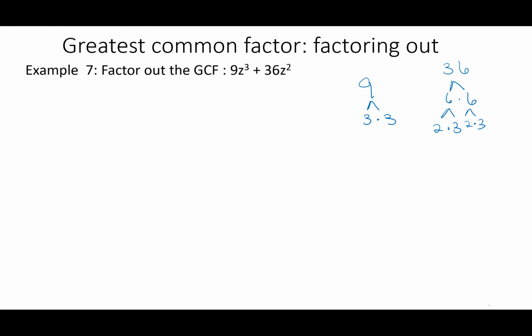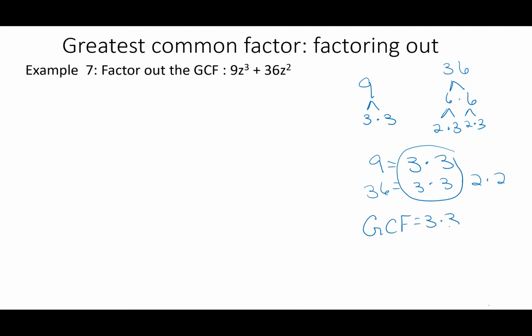So, writing them out. Okay, and 36 is 3 and 3 and 2 and 2. So I can see this is in common. So my GCF is 3 times 3, and my lowest power of z is z squared. So I have a 9z squared that I'm going to factor out.